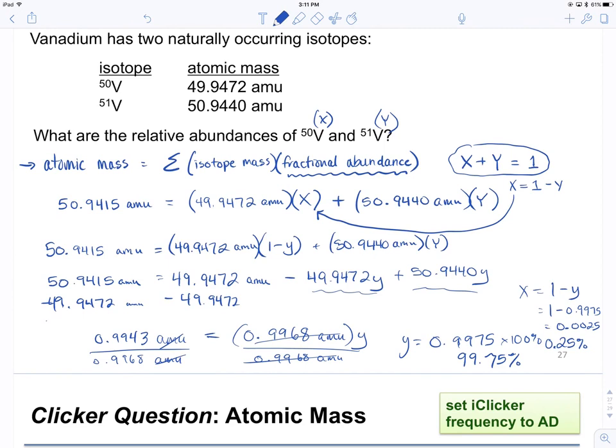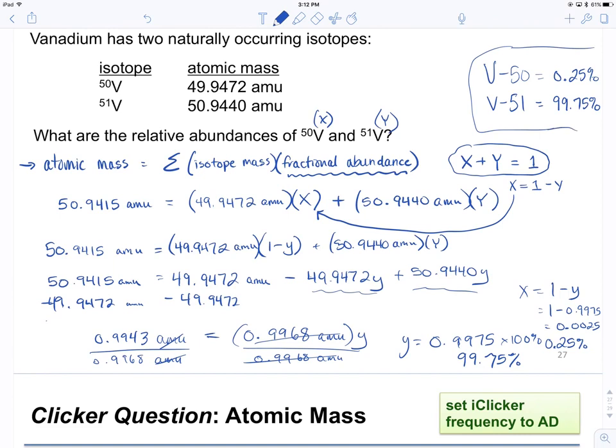So because vanadium 50, that was corresponding to the letter X, that's 0.25%. And vanadium 51 is equal to 99.75%. We should always check our answer and say to ourselves, does this make sense?